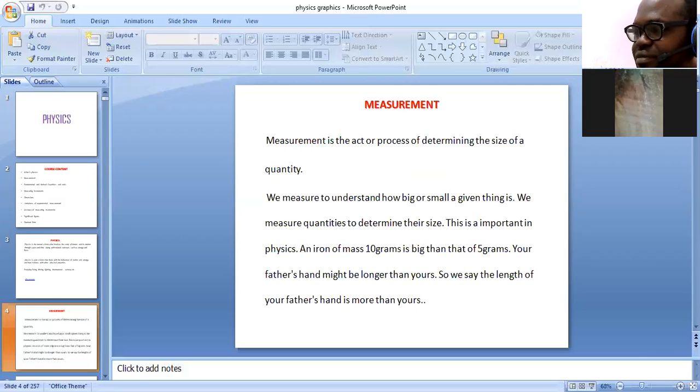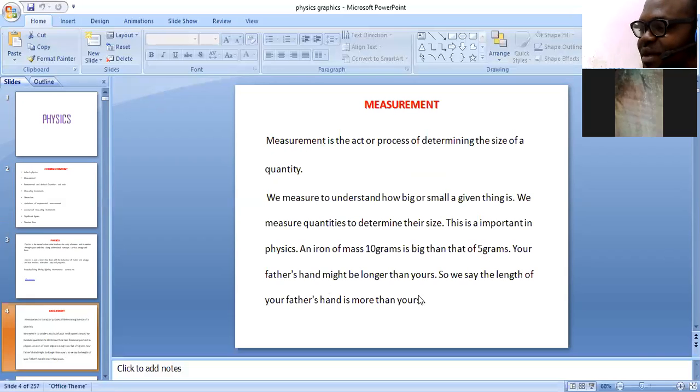Now, we measure in order for us to know how big or small something is, and we measure quantities to determine their size. This is important in physics because let's say an iron of mass 10 grams is bigger than that of 5 grams. So without you knowing that this one is 10 and this one is 5, you will not know the one that is bigger. So that's why you measure.